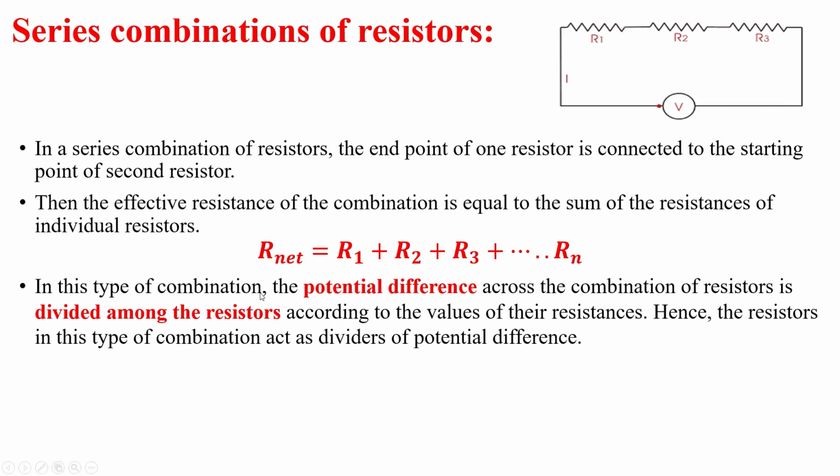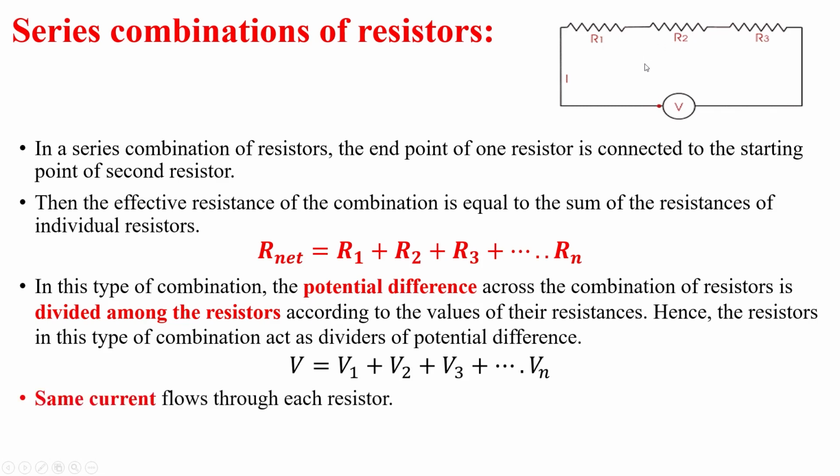In this type of combination, the potential difference across the combination of resistors is divided among the resistors. The potential difference is not the same, but the current is the same. Hence the resistors in this type act as dividers of potential difference. The total potential difference is equal to the sum of the potential differences of each resistor. The same current flows through each resistor.